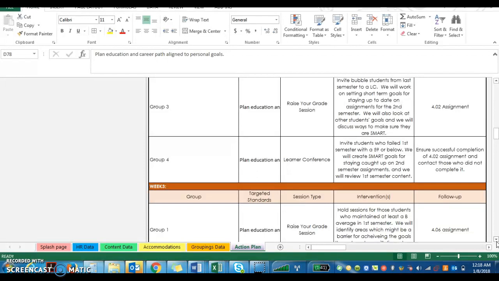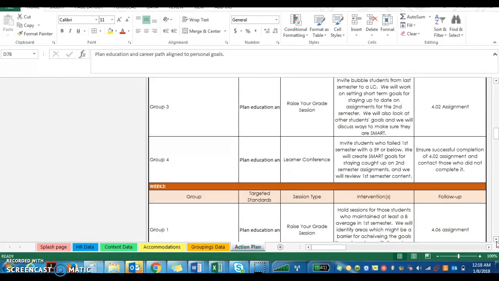And then my Group 4 is going to be the same thing, those who failed last semester. And we're going to work on goals to get caught up. And then I want to ensure by the end of this week that they've completed the 4.02 assignment.